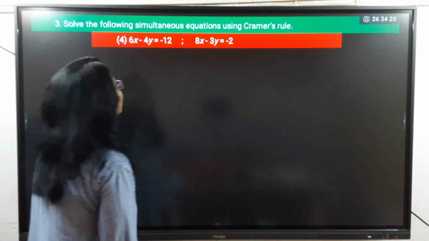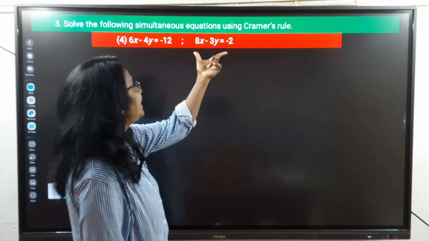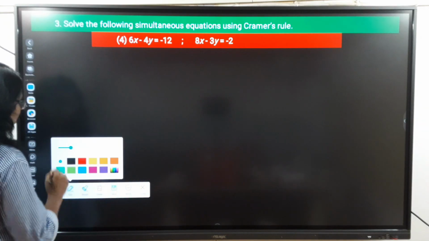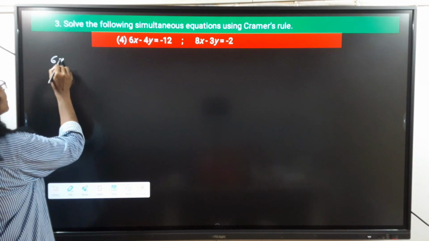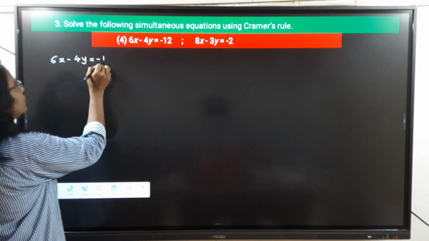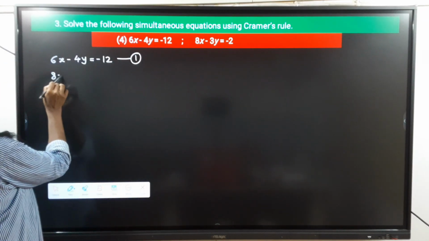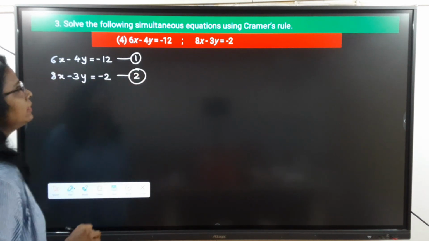The next example is 6x - 4y = -12 and 8x - 3y = -2. First we arrange the given equations. So 6x - 4y = -12 is the first equation, and 8x - 3y = -2 is the second equation.